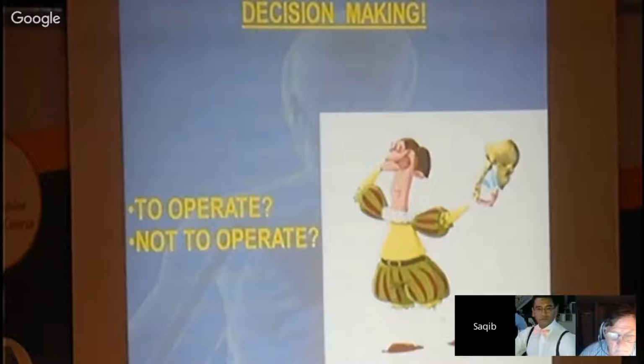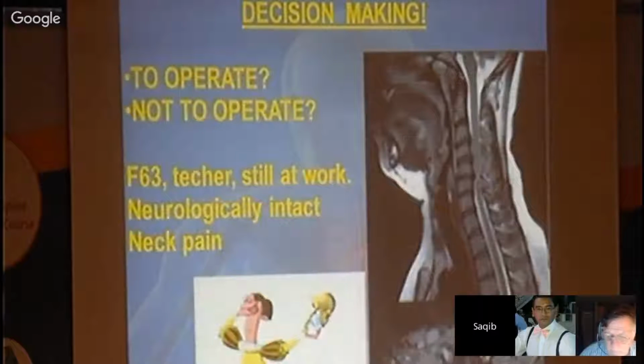So decision making. That's the first question that we have to ask ourselves if we see a myelopathic patient: to operate or not to operate. And we have to consider many factors. Let's say this one: a 63-year-old teacher, still at work, neurologically intact, with neck pain. But you can see here that the canal is very, very tight.